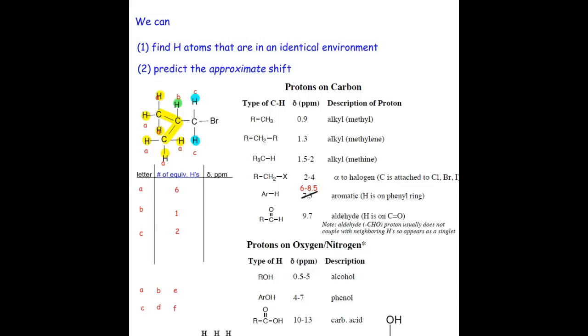My C hydrogens are next to a bromine. So that is what I have right here. It's a hydrogen next to a halogen. The carbon is attached to a halogen. So I'm going to say, whoop, undo, gave it away. It's between 2 and 4.